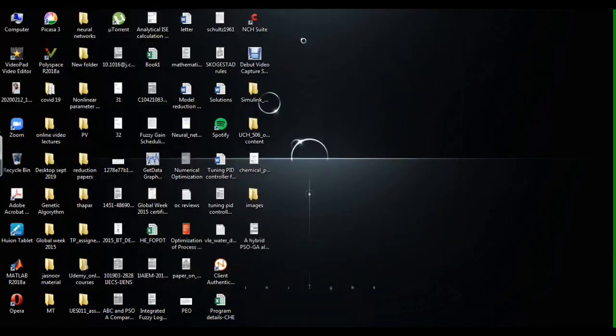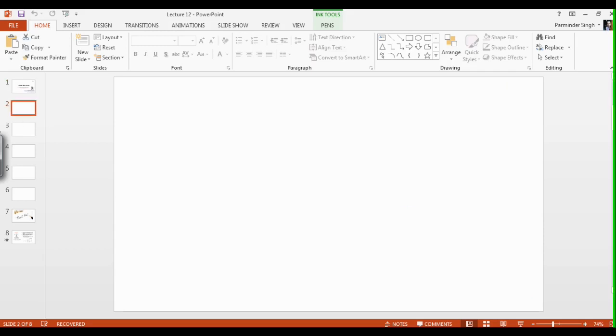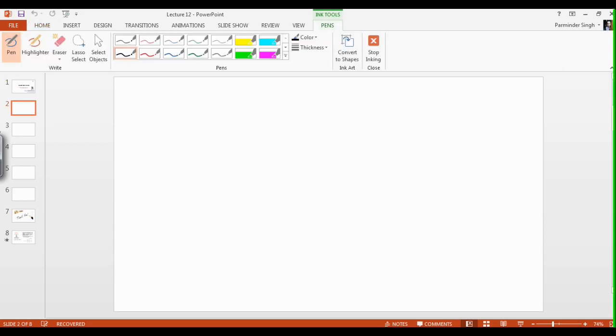Hello students, in today's lecture we'll be discussing second order systems. Now what are second order systems? Second order systems are those systems where the dynamic behavior of the process is represented by a second order differential equation, which is represented as a2 d square y by dt square plus a1 dy by dt plus a naught y equal to b times xt.